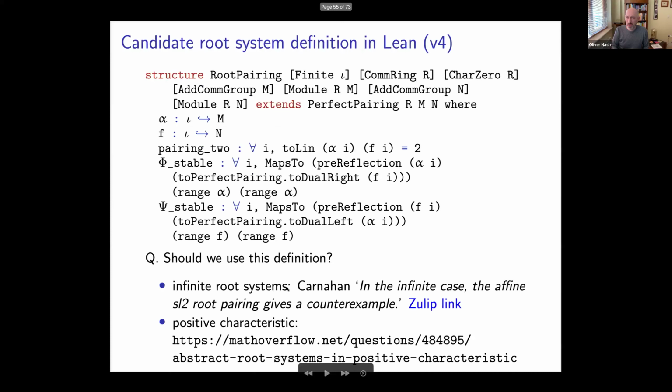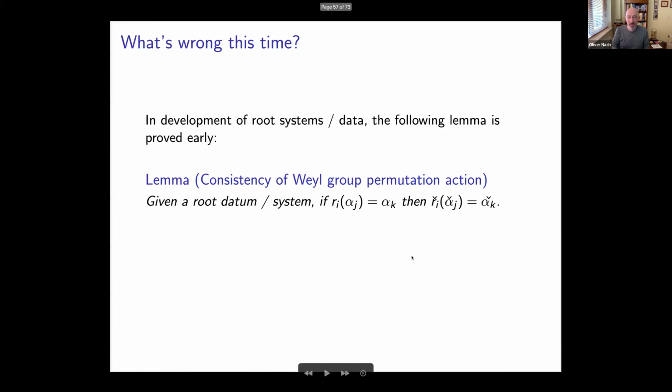But the question is, what's wrong, right? Scott has explained it, of course, but what's wrong with definition 4? Well, I didn't have a name for this. Maybe there is a name, but I called this consistency of the Weil group permutation action. So if you have a root datum, if it's finite, you can take the jth root, you can reflect it using the ith root, and you get another root. You can do the same operations. You can take the jth co-root, reflect it by the ith co-root, you get another co-root. The point is this k is the same as that k.